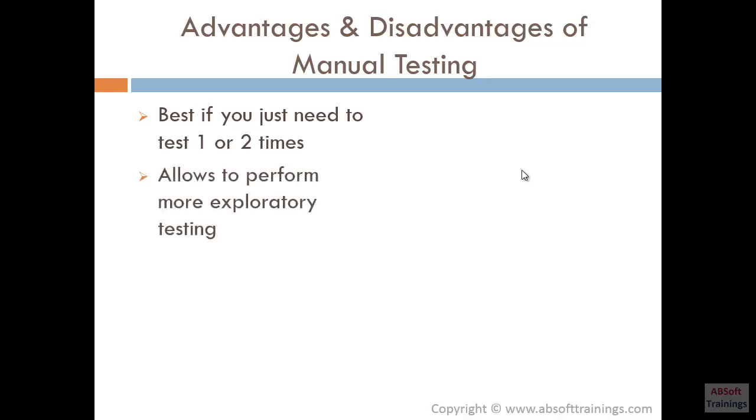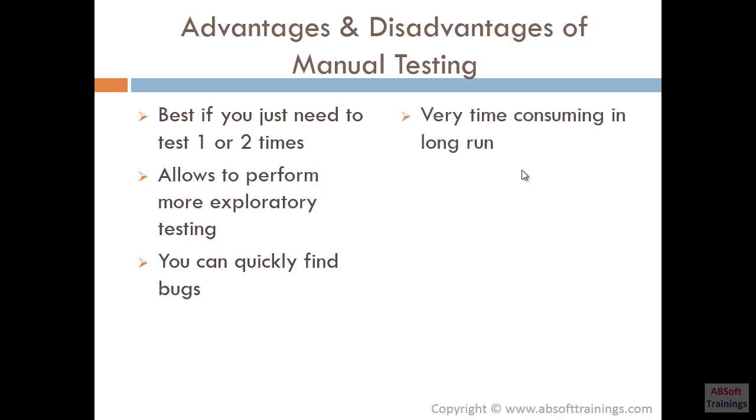It allows you to perform more exploratory testing. When you are testing manually, you can quickly explore different areas. You can jump from one feature to another feature, from one area to another area. Based on your understanding and your judgment, you can explore different areas. You can quickly find bugs. With manual testing it's easy: just open the application, do a few steps, and you can quickly find the bugs.